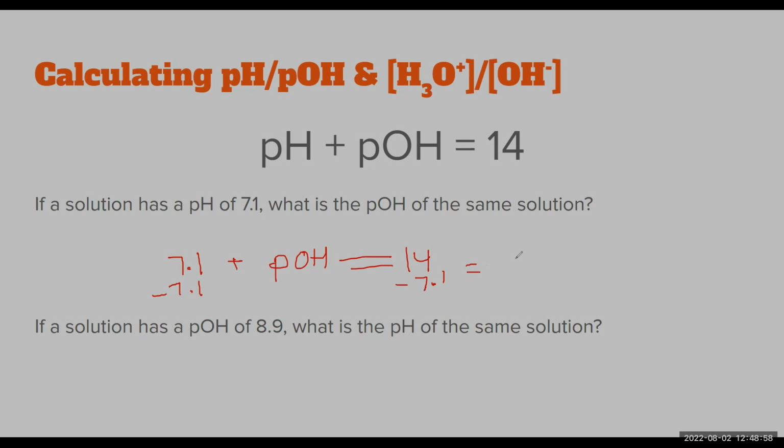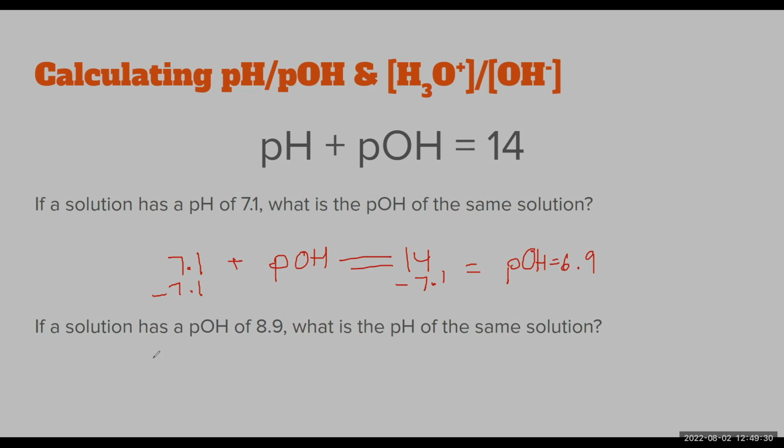And we should get an answer of 6.9. So the pOH is going to be equal to 6.9 if the pH of that same solution is 7.1. You can always check, because if we add 6.9 and 7.1, then we should get 14.